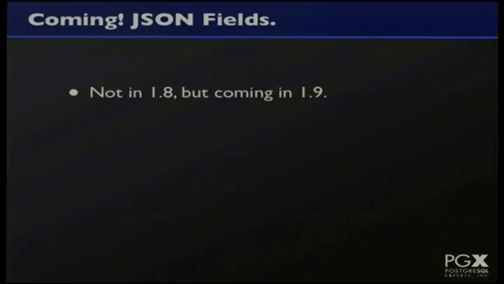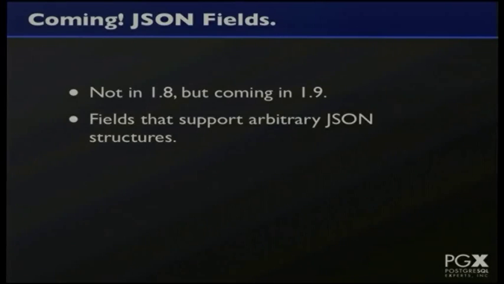So coming, JSON fields. They're not in 1.8, but they have landed for 1.9. These are fields that support arbitrary JSON structures. They're still a work in progress, so we'll see what we get when 1.9 is released, but it looks pretty good. One thing to note about Postgres is Postgres has two JSON types, JSON and JSONB.